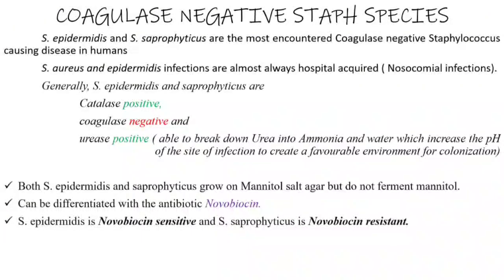So, quick note that staph aureus and staph epidermidis cause what we call nosocomial infections, and these are infections that occur from the hospital. So generally, staph epidermidis is also called staph albus. So staph albus and Staphylococcus saprophyticus are catalase positive. That's what makes them staph. But then they are coagulase negative. That's what differentiates them from staph aureus.